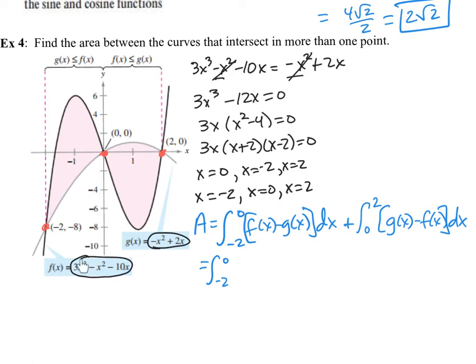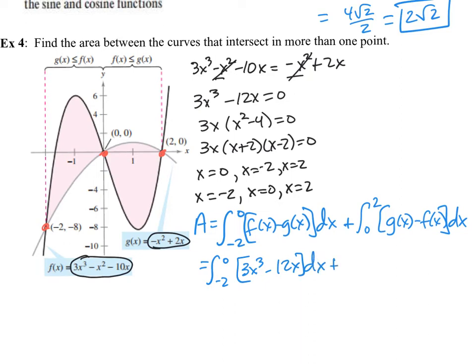So f of x minus g of x, we'd have 3x to the third. And then negative x squared minus a negative x squared. Well, those will just cancel. And then we have negative 10x minus 2 more x. So that's going to be minus 12x. Let's put brackets around that and complete that integral with a dx.